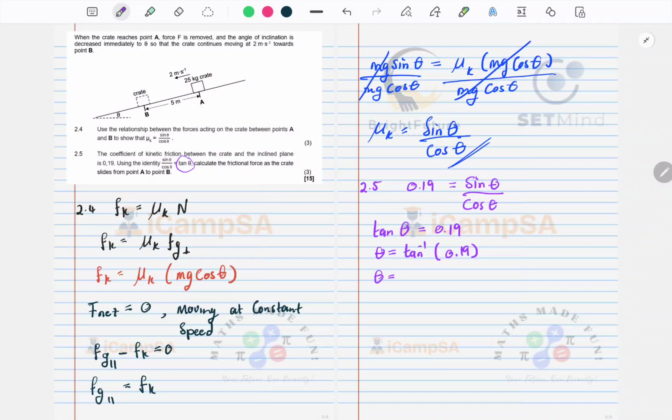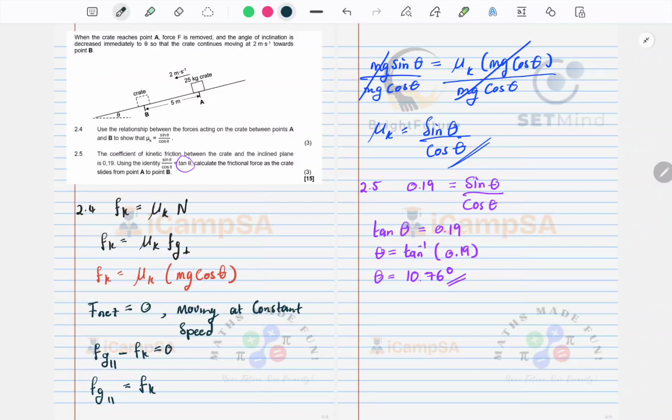What is our theta then? Then we end up with 10.76 degrees. Okay, we are not done. We are not looking for theta, but we are looking for the frictional force, right? So we already have the frictional force here. This is our frictional force here.